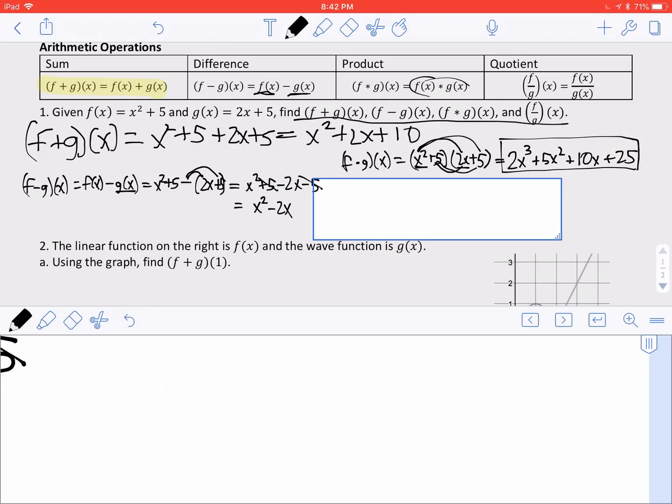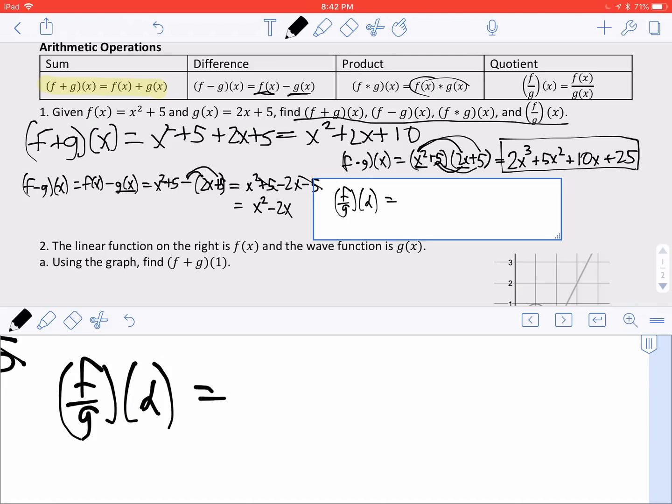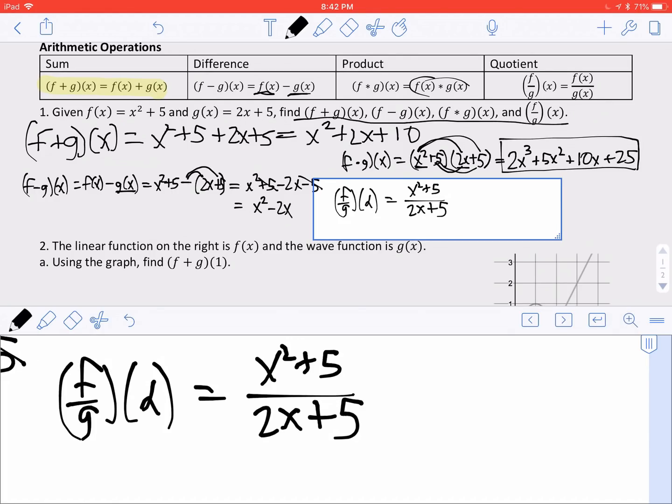And then the last one is f divided by g of x. And this is going to be the easiest one. So f of x is the numerator, g of x is the denominator, but there's actually nothing I can do to simplify that further, so that's my final answer.